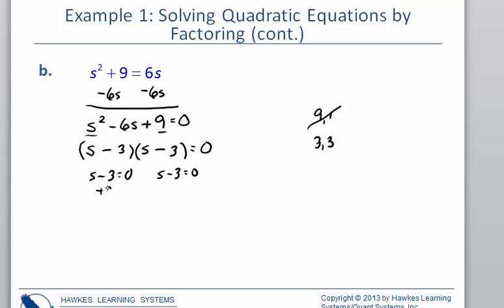solving it for s, we're going to add 3 to both sides, and so we get s is equal to 3, and obviously we would get the same thing on the other term. This is called a double root, or it's called a solution that has a multiplicity of 2, because as we solve this second factor, we get exactly the same thing. So our answer is s is equal to 3, but we might say to ourselves that that's a double root, or that it has a multiplicity of 2.